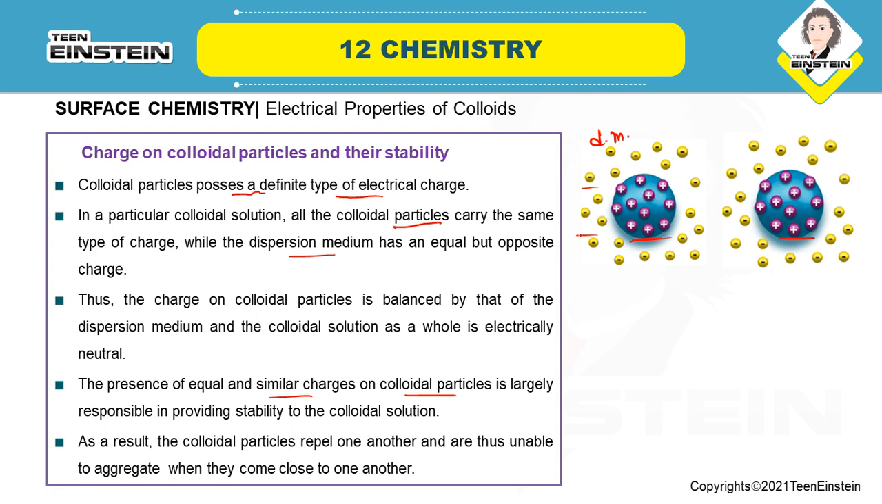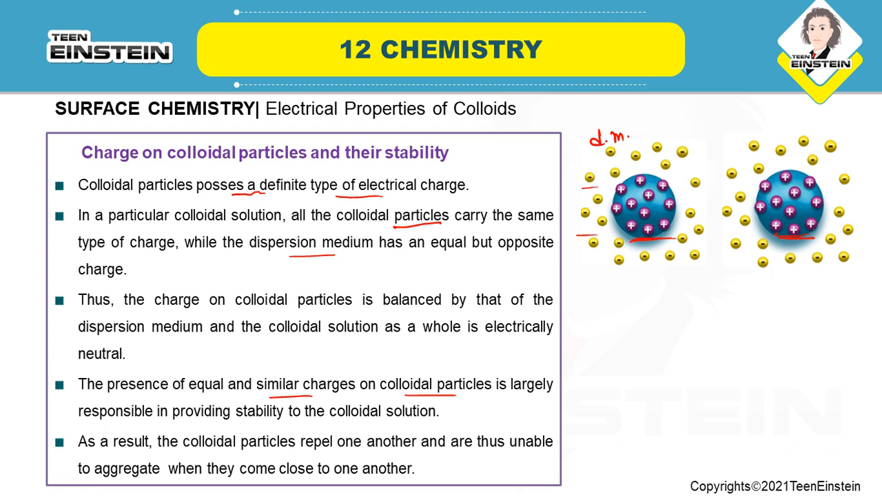to the colloidal particles. Because of this similar type of charges, there will be repulsion between the colloidal particles, and as a result they will not be able to come close to each other. So aggregation is not possible, and when aggregation is not possible, large particle formation will not take place, and as a result there will be no precipitation, so it will be stable. That is, the colloid will attain stability. So in this way, charge is responsible for the stability of colloids.